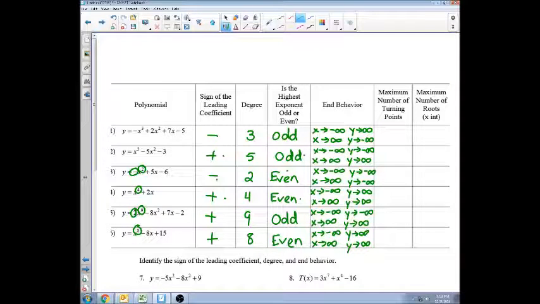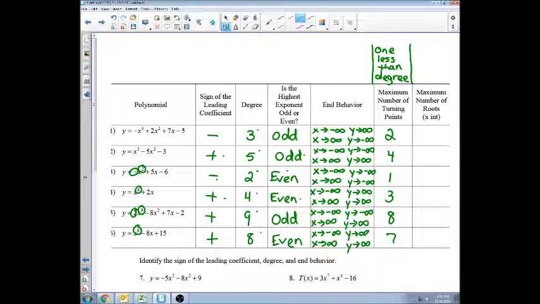This is actually pretty easy. The maximum number of turning points is going to be 1 less than the degree. It's 1 less than the degree. So my degree in the first problem is 3. That means my maximum number of turning points will be 2. My degree in the second problem is 5, so it'll be 4. I had 2 for my degree in the next problem, so I'll have 1 turning point. I have 4, so I'm going to have 3 turning points. I had 9, so I'm going to have 8 turning points. And I had 8, so I'll have 7 turning points.